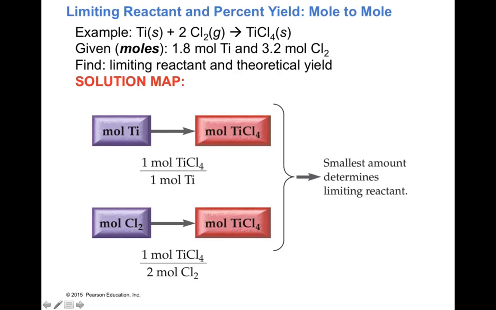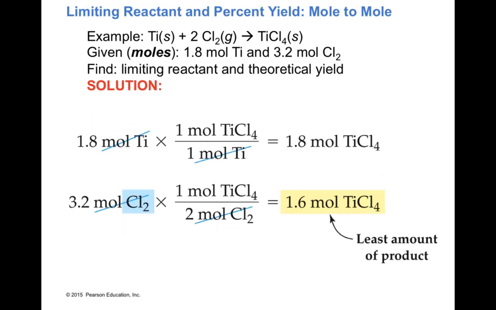Then we can substitute the values of each of them. We have 1.8 moles of titanium, and by doing this, we calculate that 1.8 moles of titanium will produce 1.8 moles of titanium chloride. While we have 3.2 moles of chlorine, and when this reacts, it will produce 1.6 moles of titanium chloride. From these two amounts, this is the smaller one, the least amount of product. So that means chlorine is the limiting reactant.